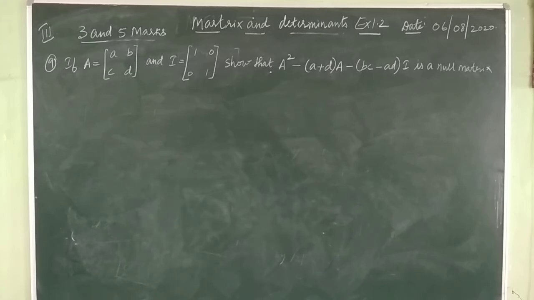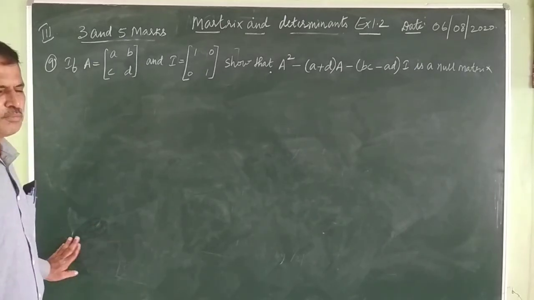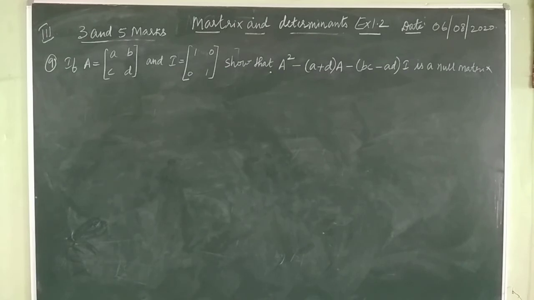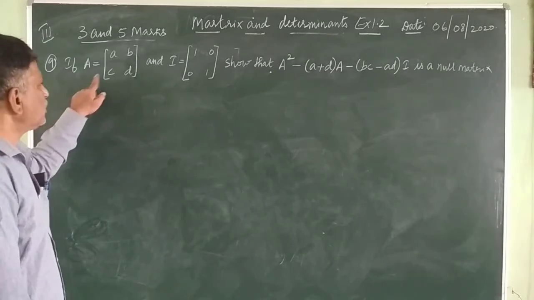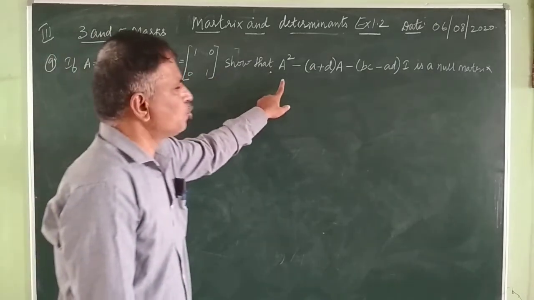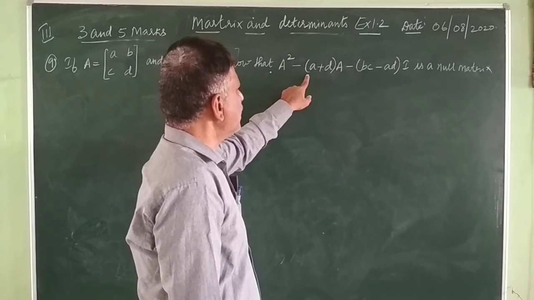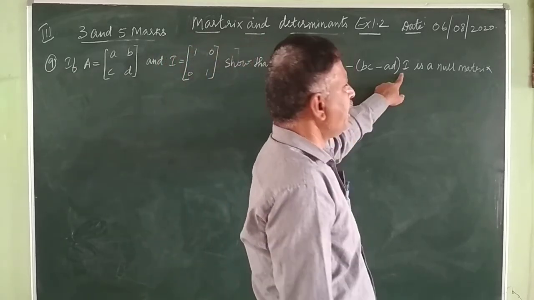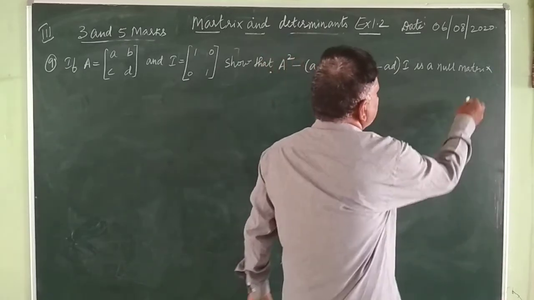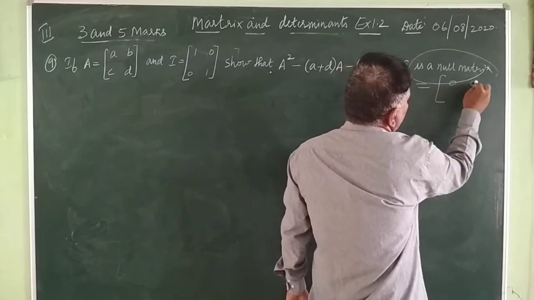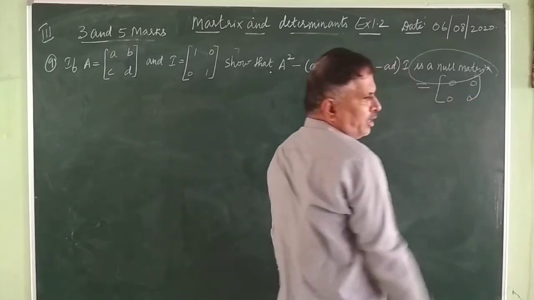Yes. Next, ninth question. Most probably this may be the last question, I think so. If capital A is equal to the matrix [A, B; C, D], these are the entries, and I is an identity matrix, you have to show that A square minus (A plus D) times A plus (AD minus BC) into I is a null matrix. A null matrix means your answer should be equal to [0, 0; 0, 0].